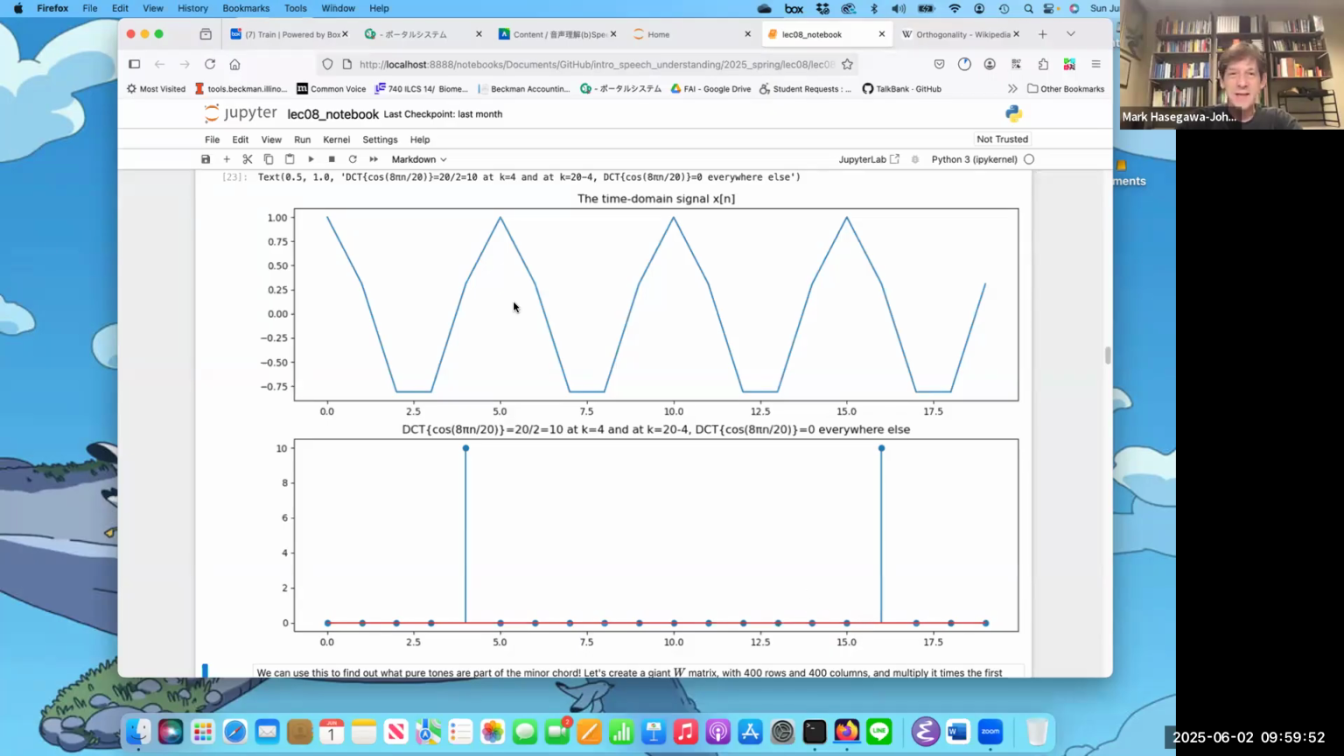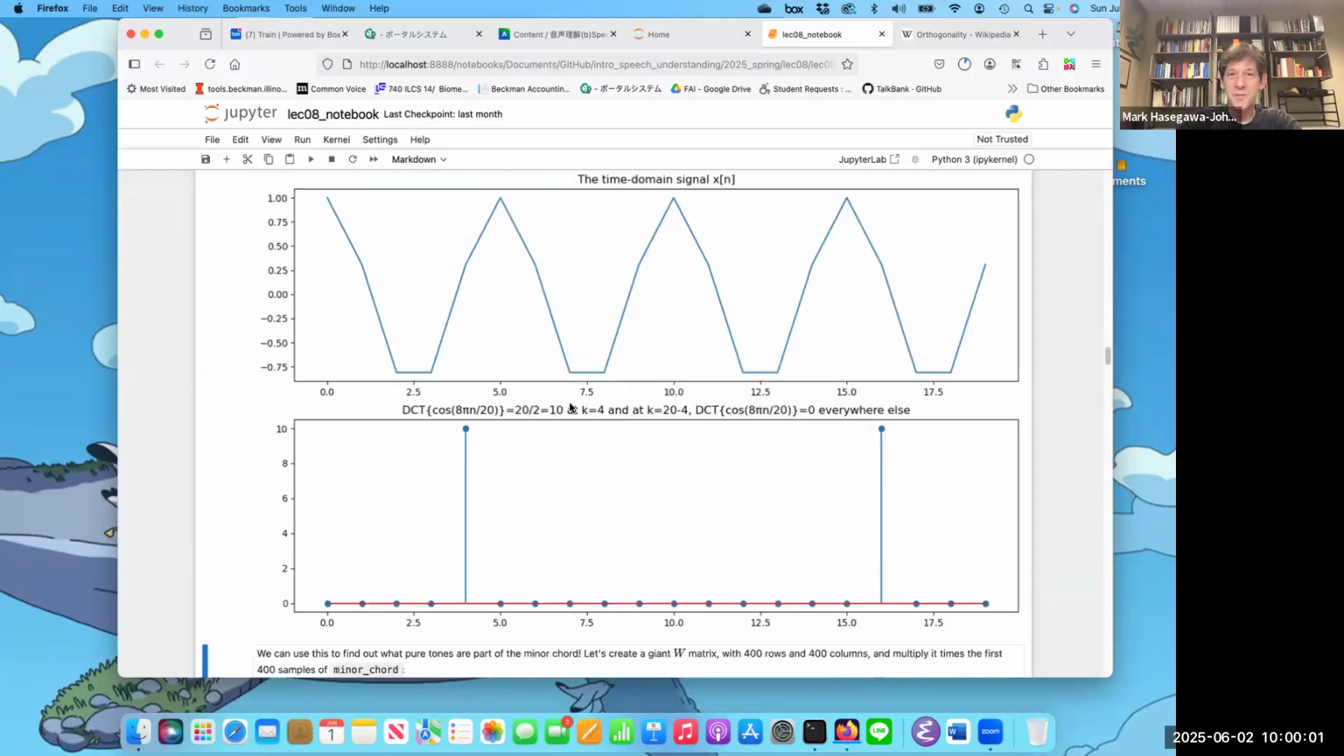So in this way, we can take this input pure tone and find out what the frequency of that pure tone is by just multiplying it times a matrix. This is called the discrete cosine transform. It's a transform because I'm taking something in the input, which is in the time domain, and I'm converting it to the frequency domain. And here I'm plotting it in the frequency domain, so what I see is a plot as a function of frequency. What are the different frequencies that exist in this input?